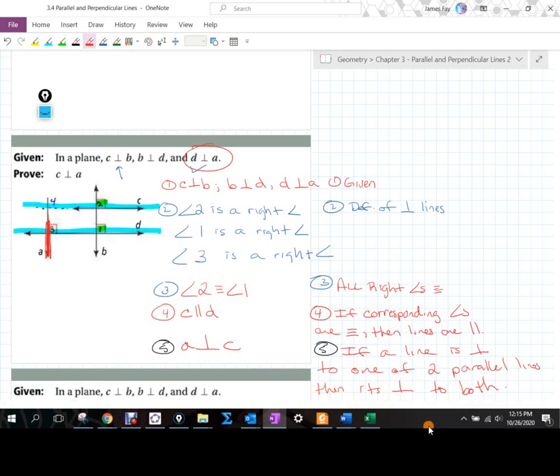Obviously in your picture, maybe that's convincing, but we can't make C perpendicular to A until we know that those blue lines are parallel. And the only way I can know that the blue lines are parallel is to make that connection about angle 2 and angle 1 being congruent. Is it okay?